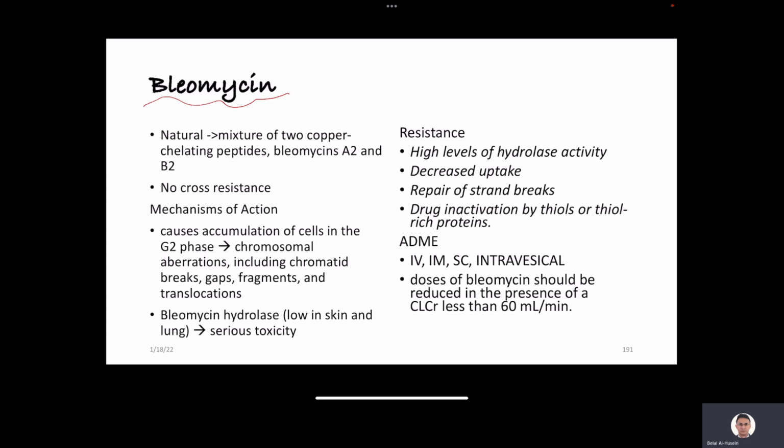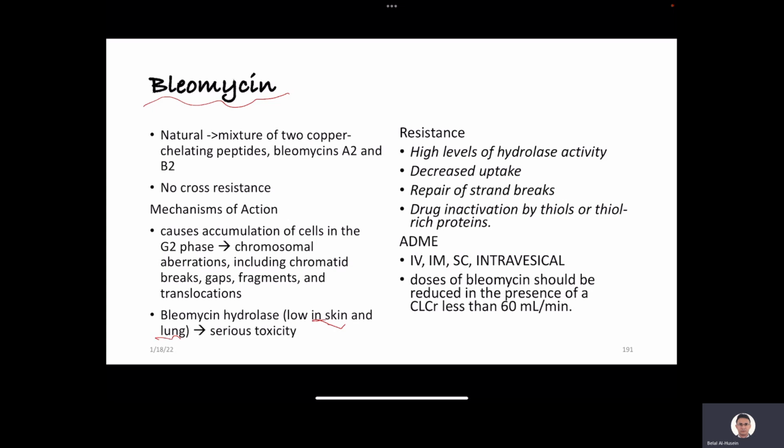So it affects cells, as you can see, it affects DNA damage or DNA and RNA. It could be an S and G2 phase specific agent. Now, the drug bleomycin is mainly metabolized by an enzyme called bleomycin hydrolase. And bleomycin hydrolase levels are very low in skin and the lungs. That's why bleomycin's signature side effect is skin toxicities and lung toxicities.